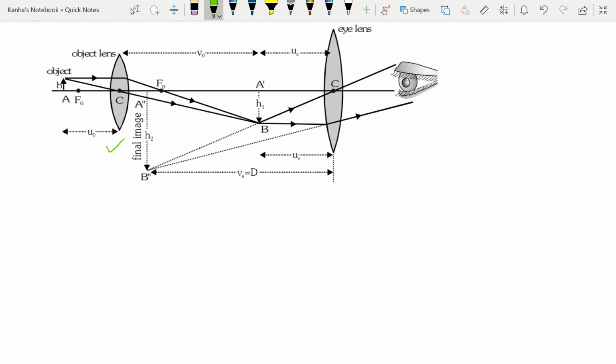Now the aperture of the objective lens is less as compared to the eyepiece because the object is very near to the objective lens. So collection of more light is not required. Generally, object is placed between f and 2f. Due to this, a real, inverted and magnified image is formed between 2f and infinity. It is known as intermediate image A prime B prime. The intermediate image acts as an object for eyepiece.